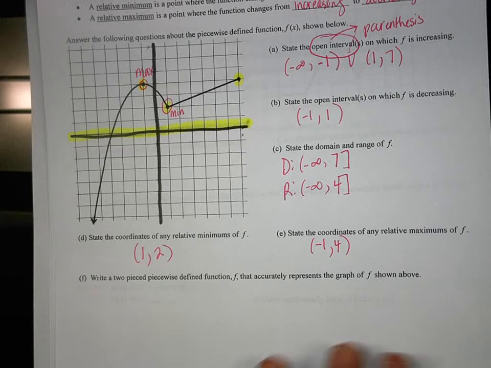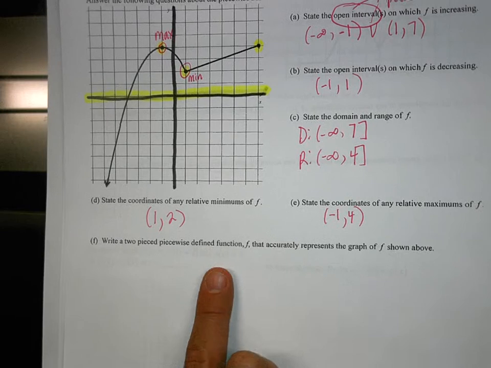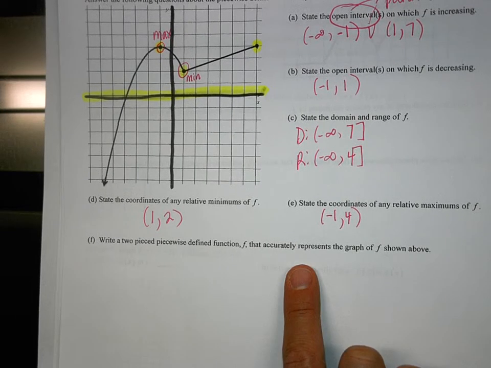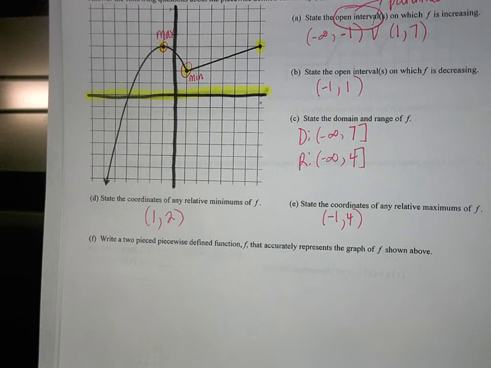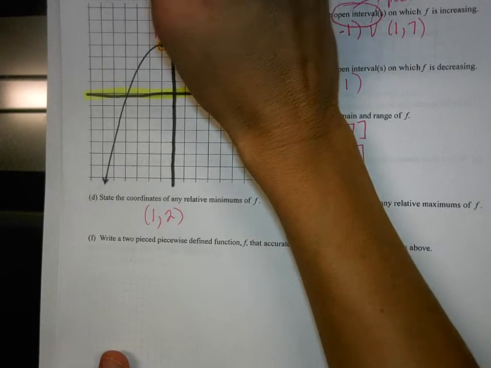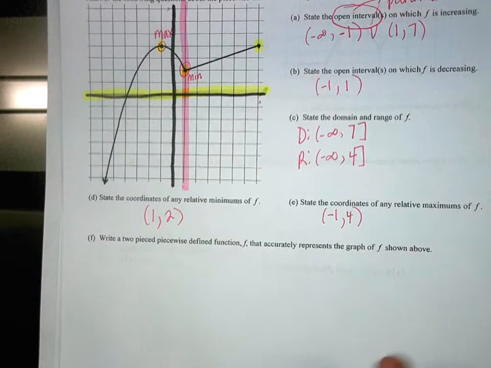Okay, so this says write a two-pieced, piecewise defined function that accurately represents the graph of f shown above. So we have to write this piecewise defined function, okay? There are two different graphs on here. Do you guys see the two different graphs? Or two different functions, I should say. Okay, so I'm going to put a highlighted line here, separating the two so I can look at them separately.